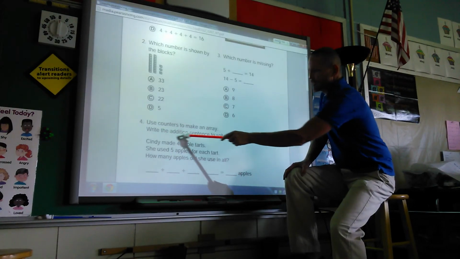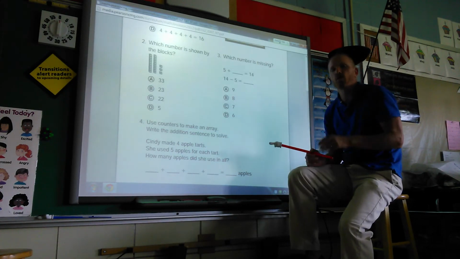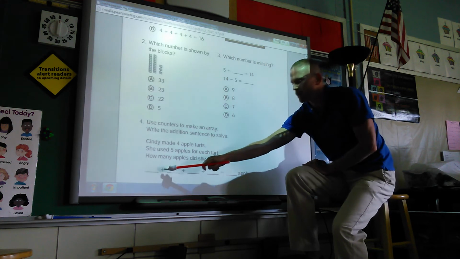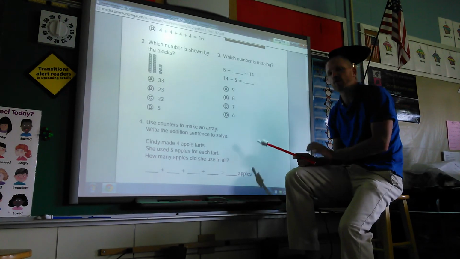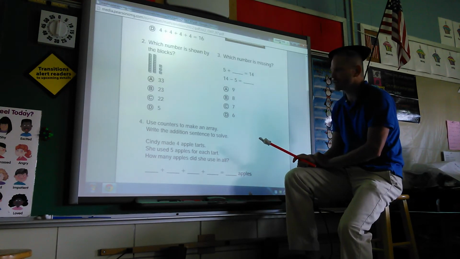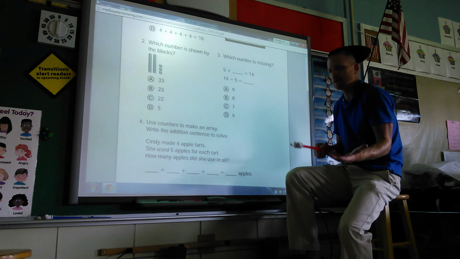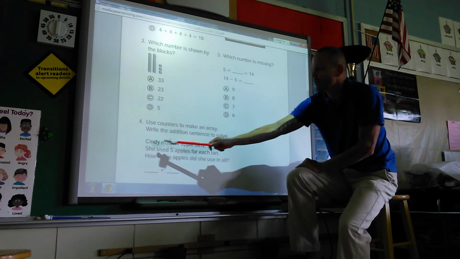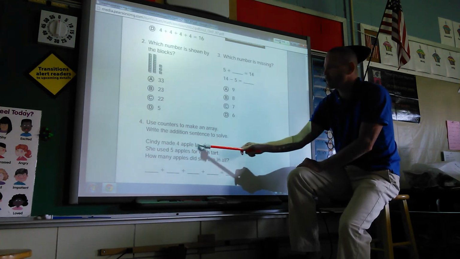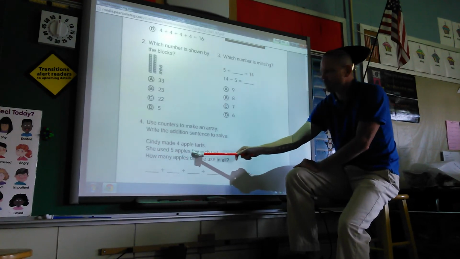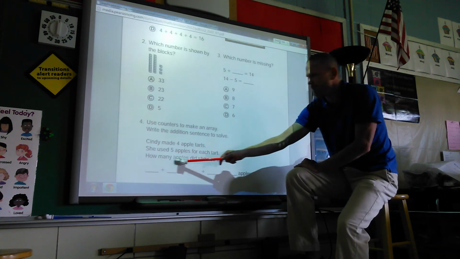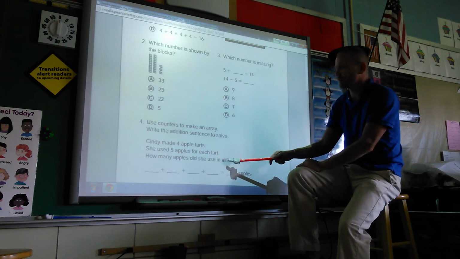This says, write the addition sentence to solve. Now, not only are they writing the addition sentence to solve, they also have to write the multiplication sentence to solve as well, because we're showing the relation between repeated addition and multiplication. So this says, Cindy made 4 apple tarts. She used 5 apples for each tart. How many apples did she use in all?